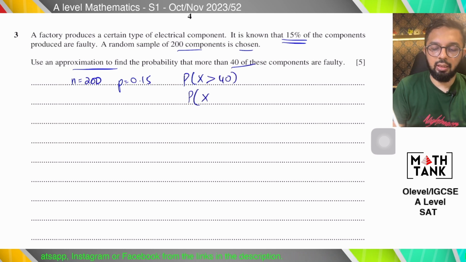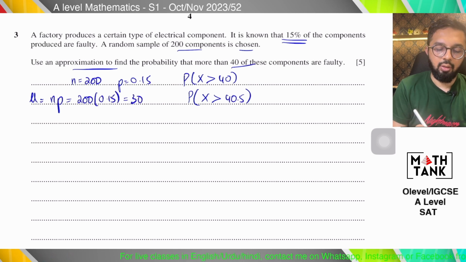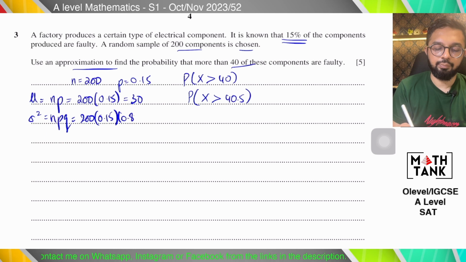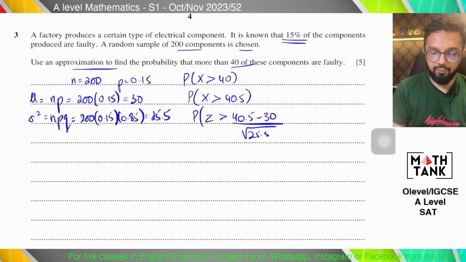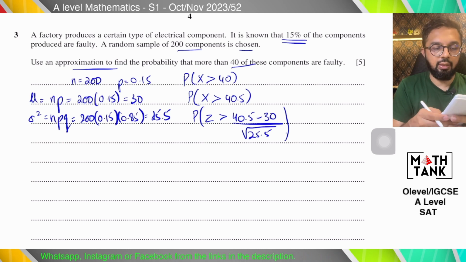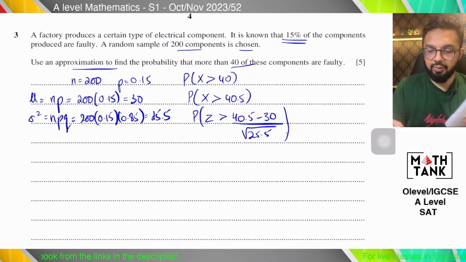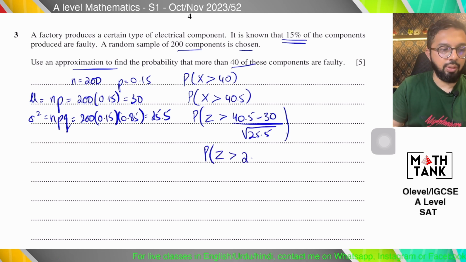Let's first do a continuity correction and say that this becomes 40.5. So I get np, which is my mean, as 200 into 0.15, which is 30, and sigma squared as npq, which is 200 into 0.15 into 0.85, which is 25.5. So the probability of Z greater than 40.5 minus 30 divided by root of 25.5. Let's check on our calculators. That gives me 2.079. Let me check if that is the correct number from the marking scheme. Yes, that is the correct number. So I get Z is greater than 2.079.